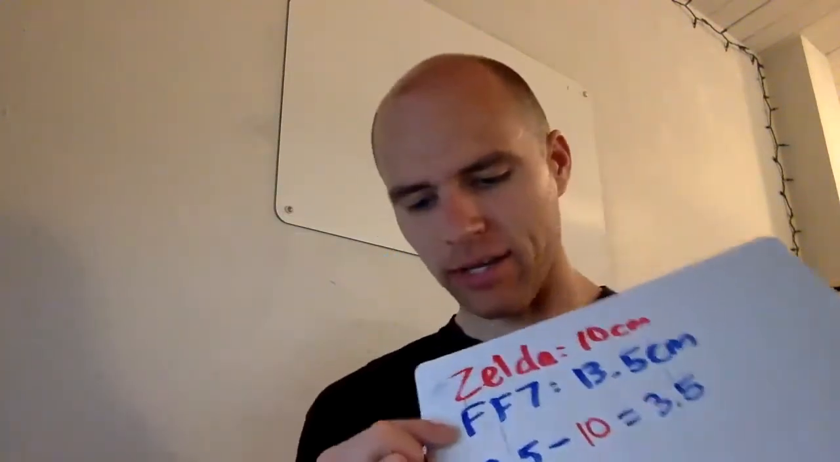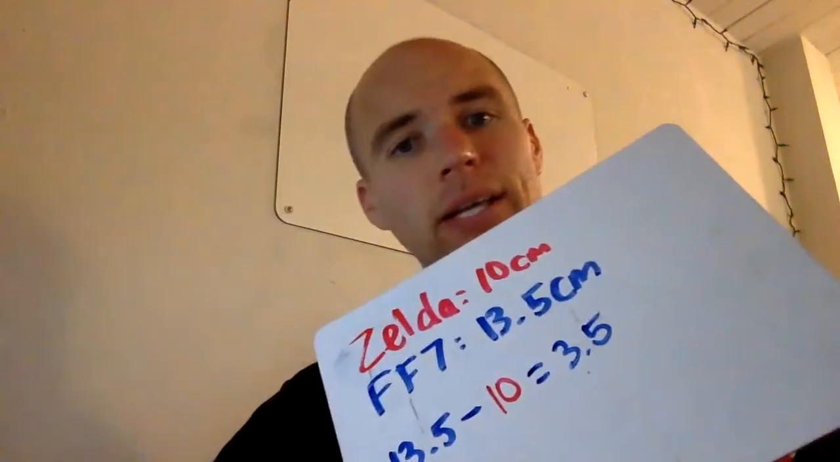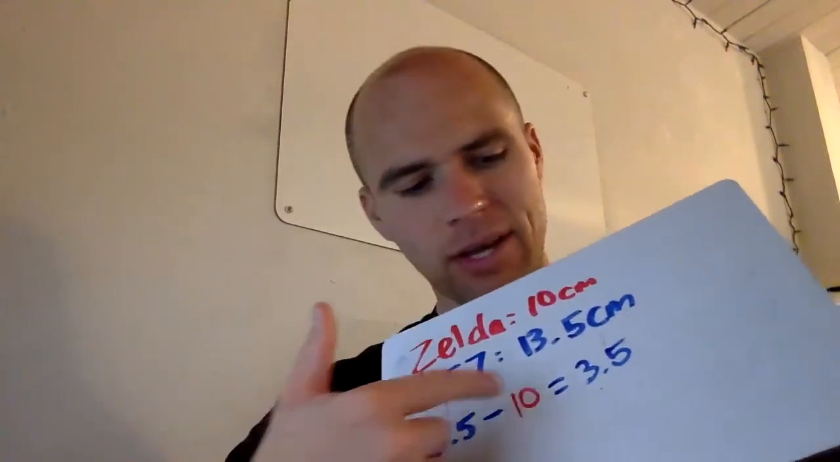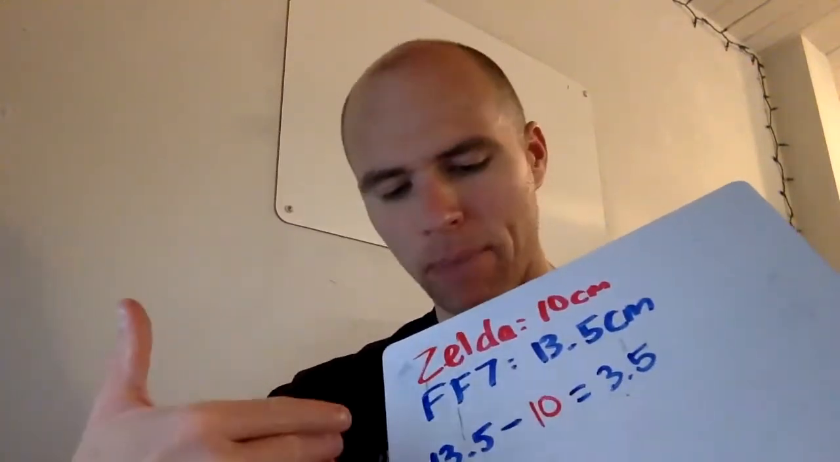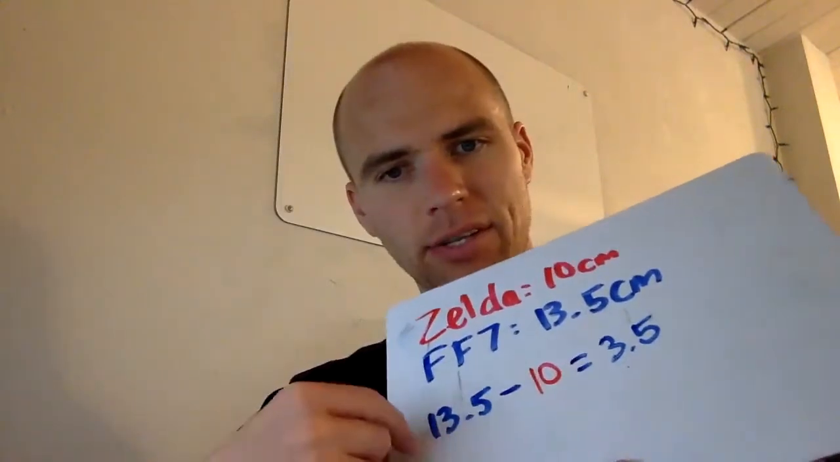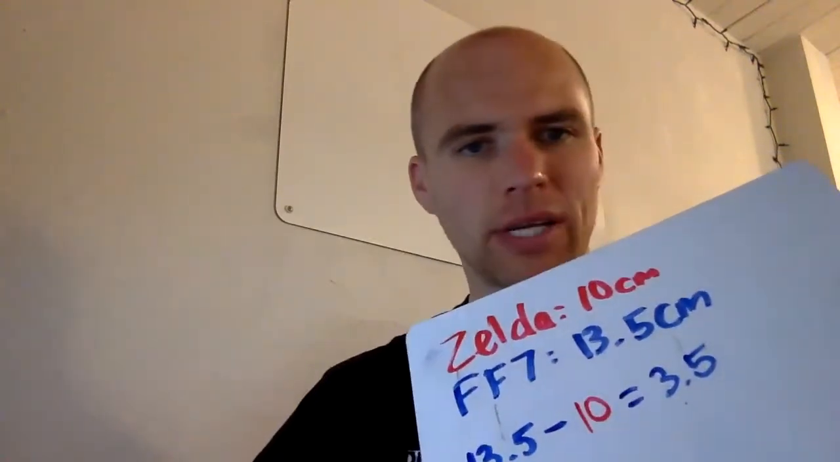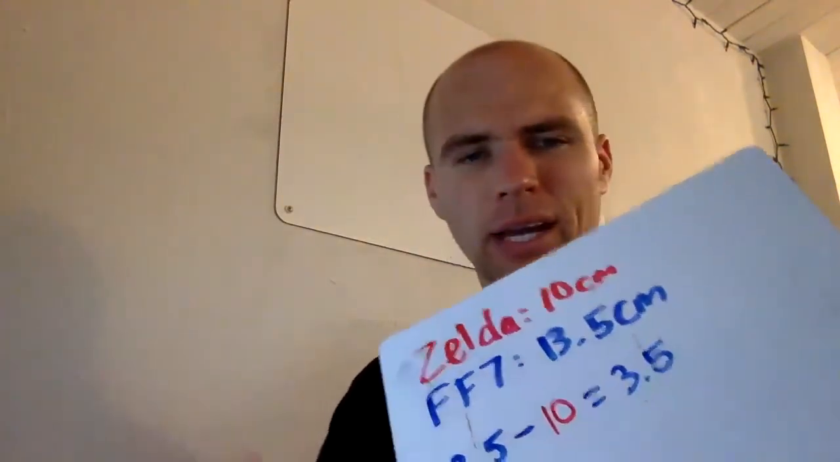Now, if I can represent that 3.5 as a percent of the Final Fantasy VII case, then I can say that the Zelda case is that percent off of the FF7 case, right? Like if this 3.5 is, I don't know, I'm just going to guess it's probably about 30% of this 13.5 out of the FF7 case, and that means that the Zelda case is 30% more narrow or 30% less wide. It's kind of weird the way you say it. So let's do that. So what I need to do is 3.5 divided by 13.5.